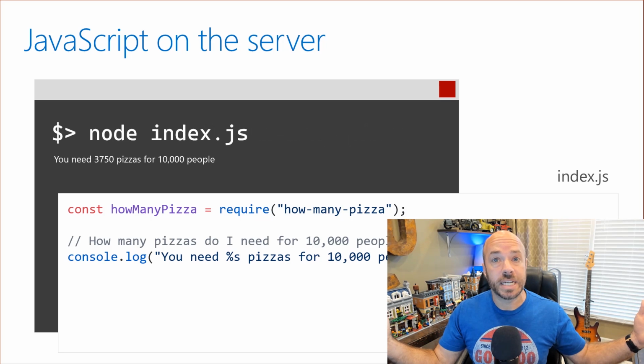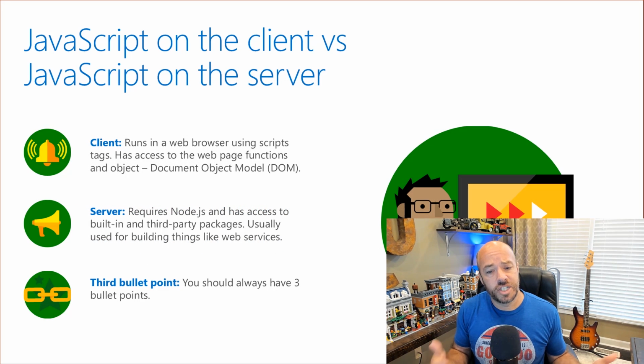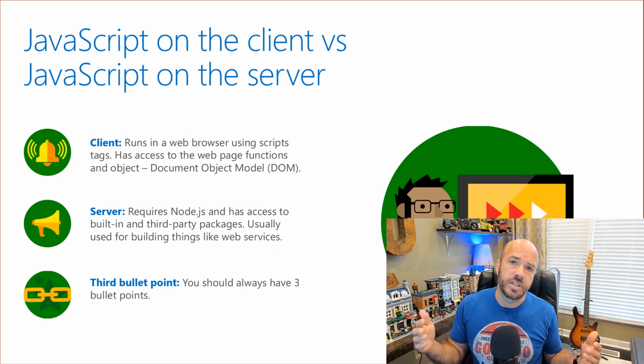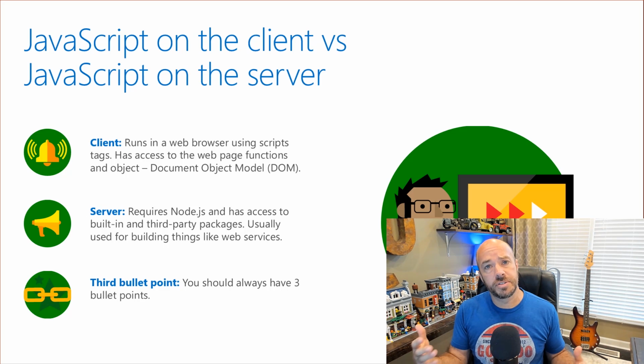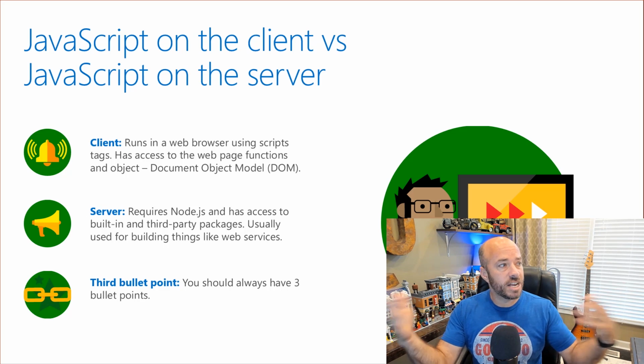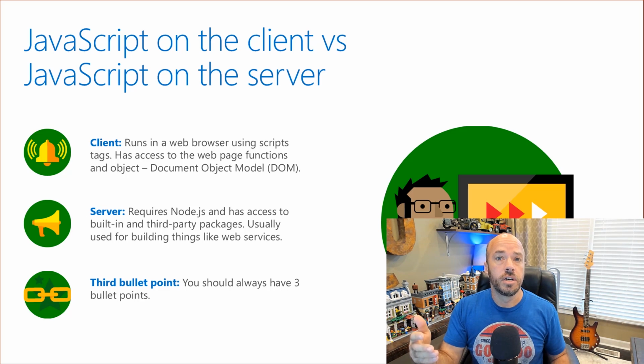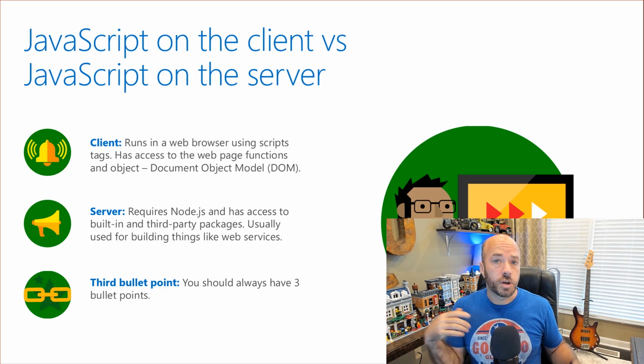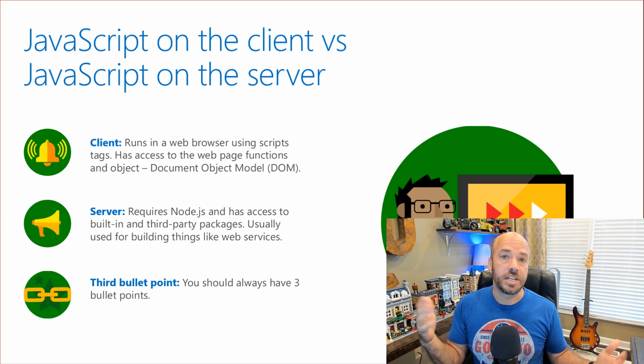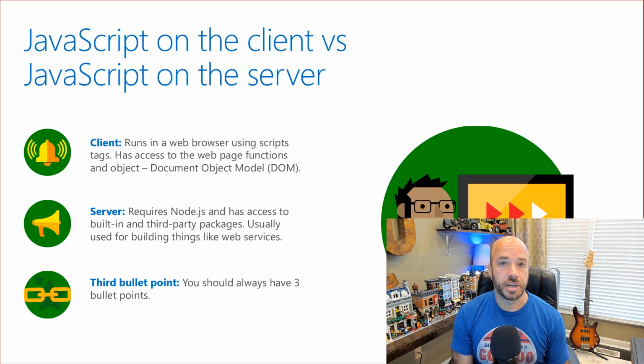Isn't JavaScript spectacular? To summarize, JavaScript running in the web browser uses script tags and is primarily used for building user interfaces and interacting with the user interface elements in a page called the document object model. JavaScript running on the server requires Node.js to be installed and is usually used for things like building web services.